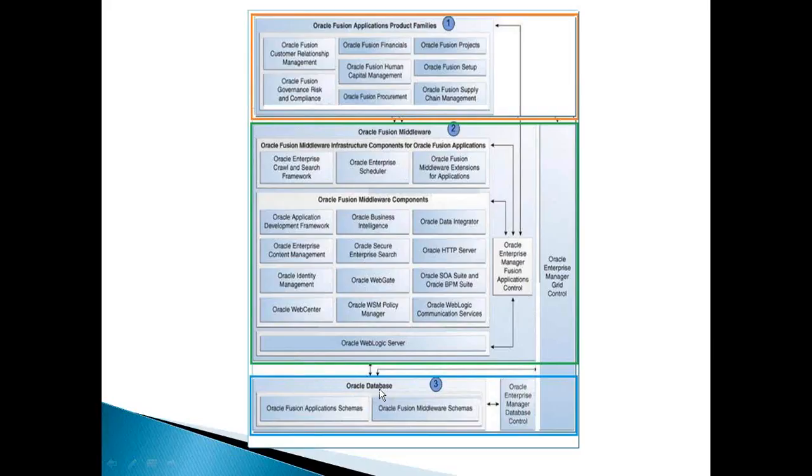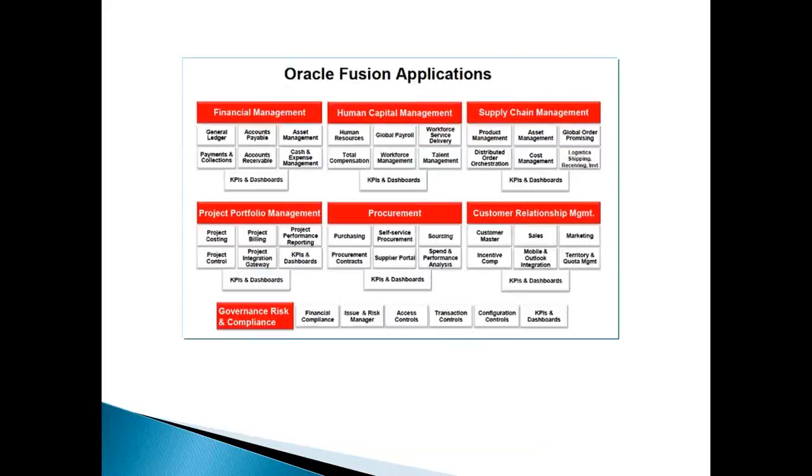But from a functionality point of view, you have to understand it from the database point of view. One is Oracle database, the other one is SQL-based database. When you talk about applications, these are the different product families we have within the Fusion applications. When you talk about financial management, we have general ledger, accounts payable, asset management, payments and collections, accounts receivable, cash and expense management. It's nothing but Fusion expense and KPIs and dashboards reporting.